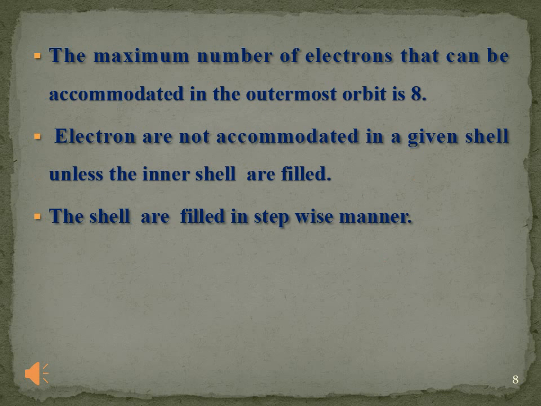So from the above discussion we can say that the maximum number of electrons can be accommodated in the outermost orbit, and electrons are not accommodated in a given shell unless the inner shells are filled. So basically the filling will take place first in the inner shell and then it will come towards the outer shell. And these shells are filled in a stepwise manner, because when an electron is filled in the shell, first it will accommodate in the inner shell, then step by step it will fill up later in the outer shell.